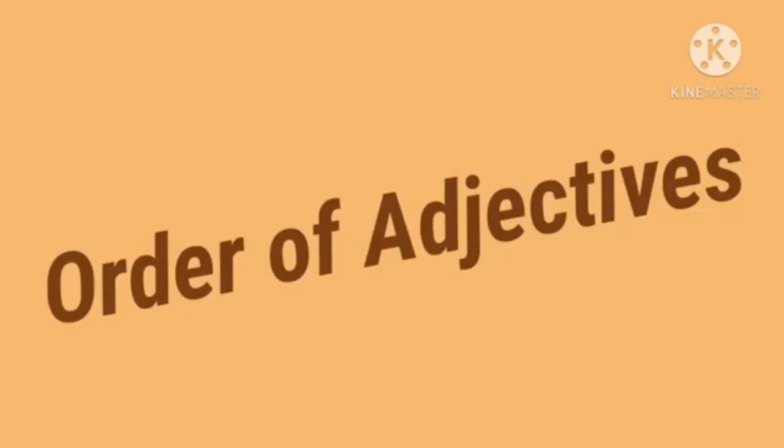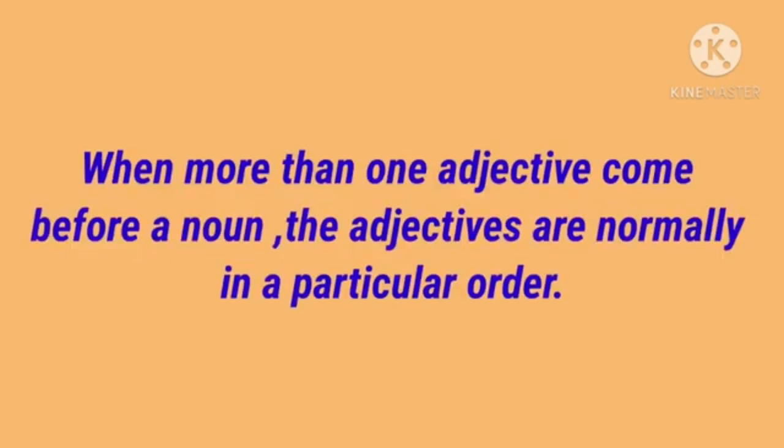Next, order of adjectives. What does order of adjectives mean? When more than one adjective comes before a noun. Listen carefully. When more than one adjective comes before a noun, the adjectives are normally in a particular order.